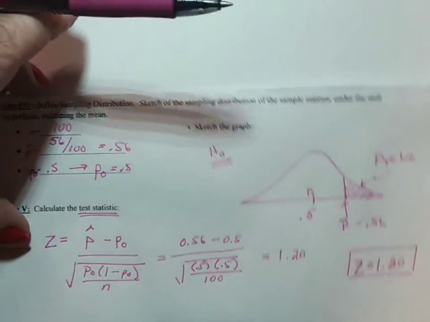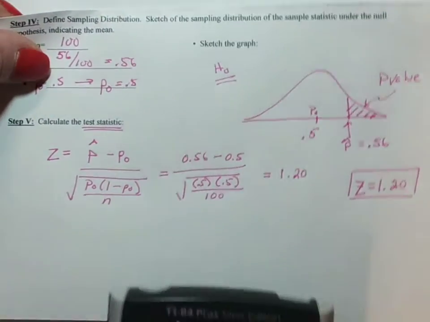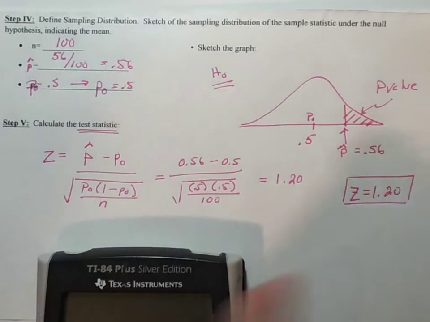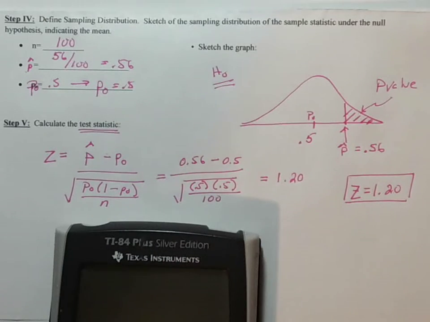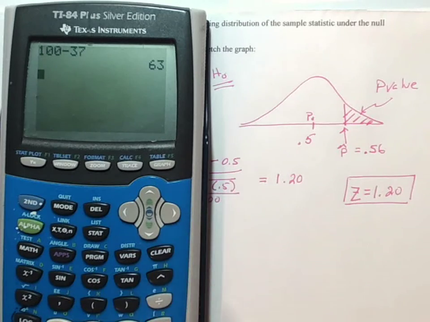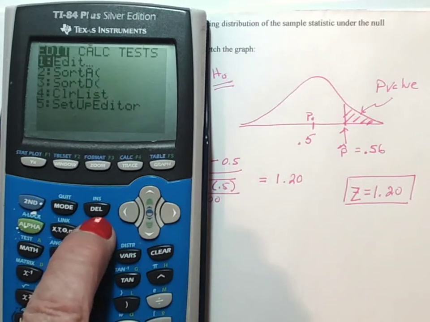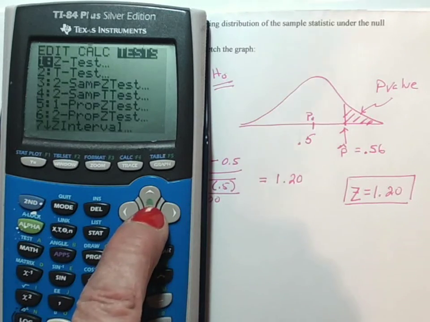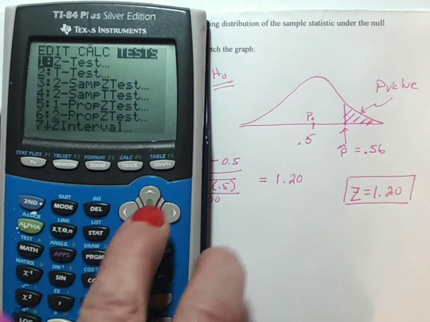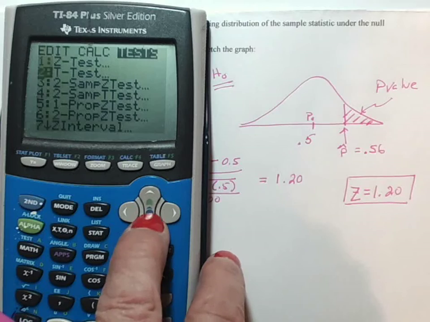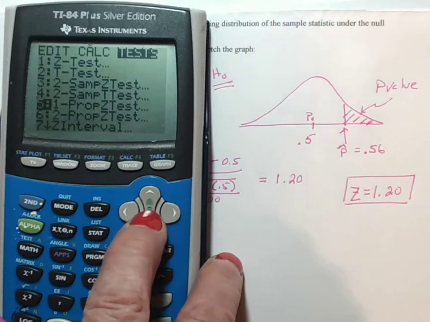And I'm going to show you how to do this with your calculator to find the z value. Okay, so you're going to go to the calculator. You're going to go Stat, Tests. Okay, so we're talking about proportions here. So this is going to be a one proportion z-test.